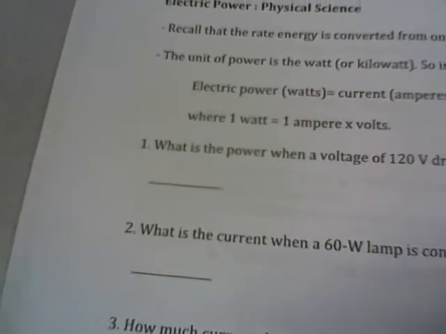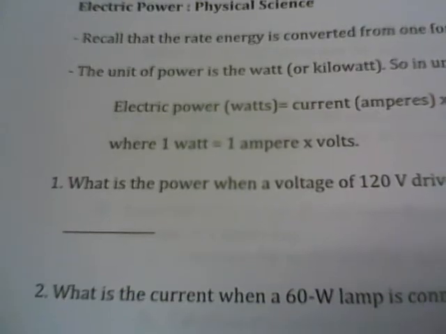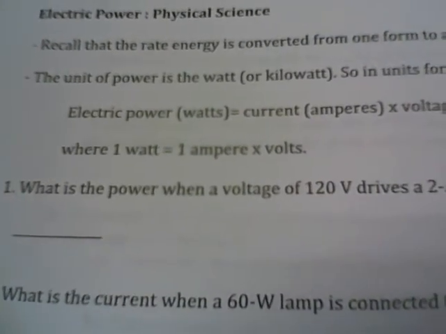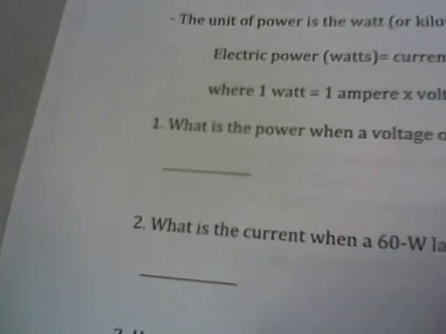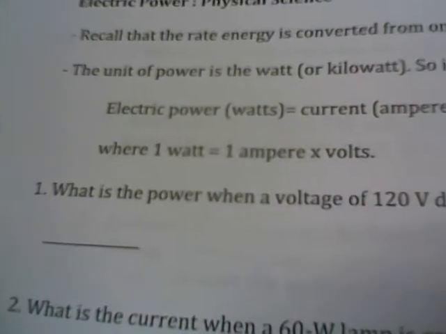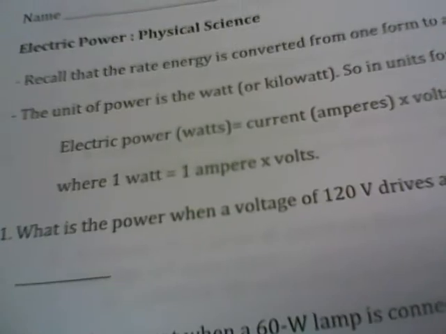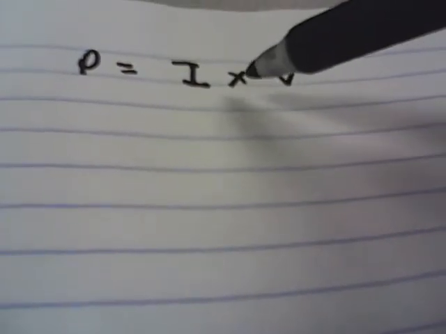All right. So here we see that electrical power, or watts, is equal to current times voltage, where 1 watt is equal to 1 amp times volts. So let's look at that. We have power, or P, is equal to current, which is I, times V, which is volts. So power is equal to I times V.